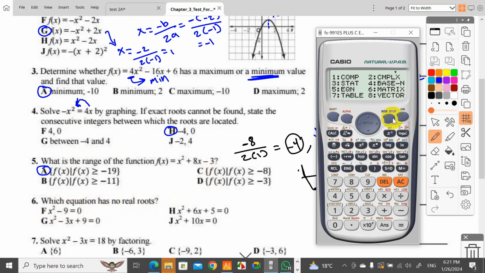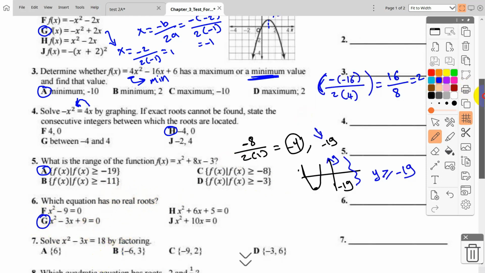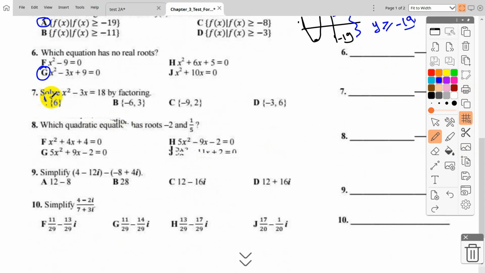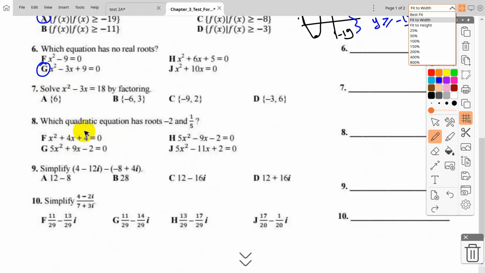So let's try mode 5, 3. The first number 1, the second number negative 3, the third number is 9, then press equal. So the solution has complex numbers, so this is the correct answer as it's not real. The correct answer will be letter G. Question 7, not included in our exam. Question 8, which quadratic has roots -2 and 1/5?